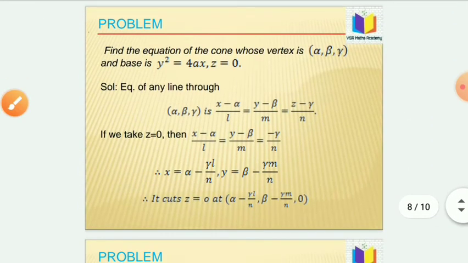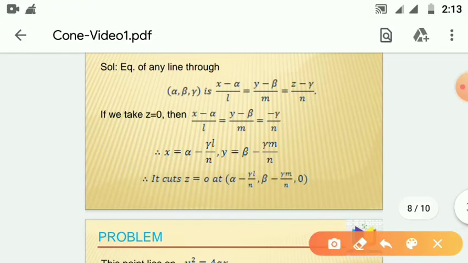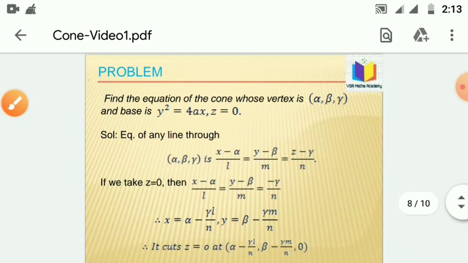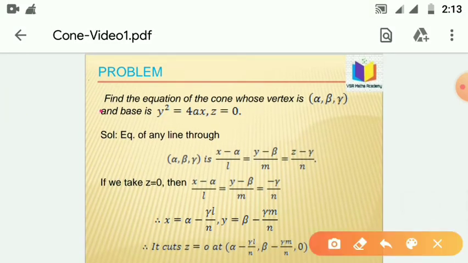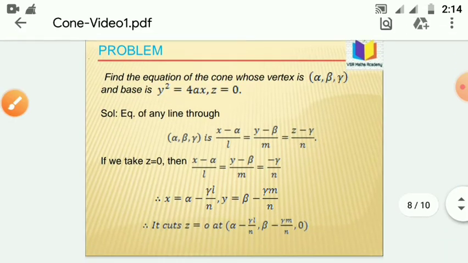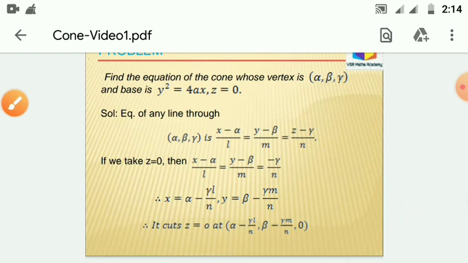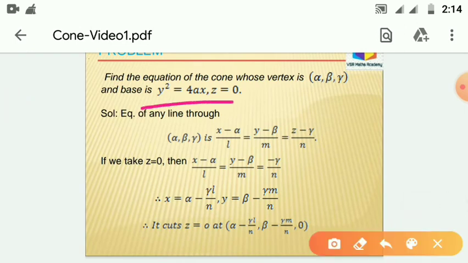See this problem. This is another problem, but of the same type. Find the equation of the cone whose vertex is alpha, beta, gamma and base is y square is equal to 4ax, z is equal to 0. Here in this case also, the vertex is the same, alpha, beta, gamma, but the base is different. What is the equation of the base? y square is equal to 4ax, z is equal to 0.